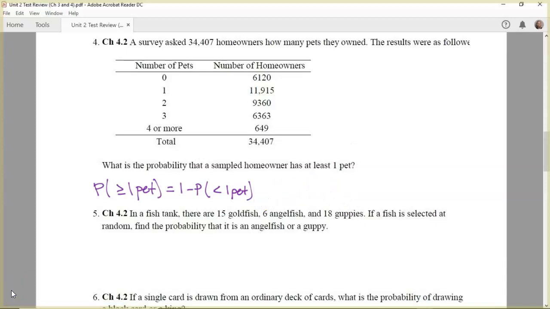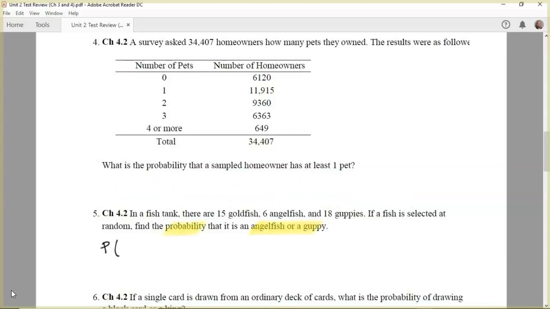To calculate that, we simply look at 1, which represents 100%, minus the probability that someone had no pets, which would be 6,120 out of the total, which gives us the same answer as before. So those are two different ways to approach finding that probability.